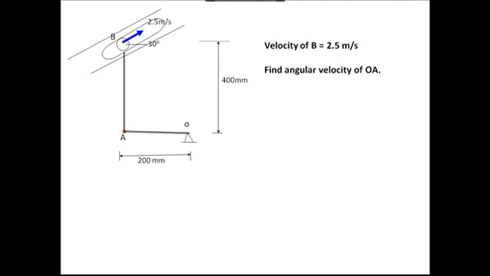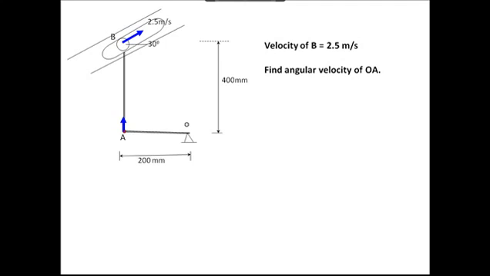What is given is velocity of B is 2.5 meter per second at 30 degree with horizontal, and we are required to find angular velocity of OA. Now if you look at link OA, you can see that the instantaneous center is at O because it is a point of zero velocity because it is hinged. So therefore velocity of A will be perpendicular to OA as shown by the blue arrow, and B's velocity is already known.